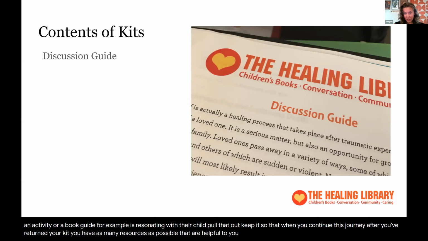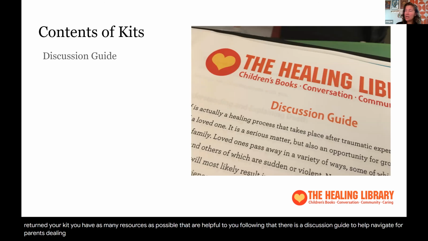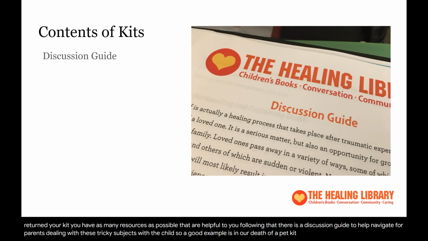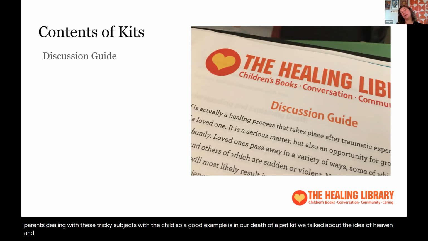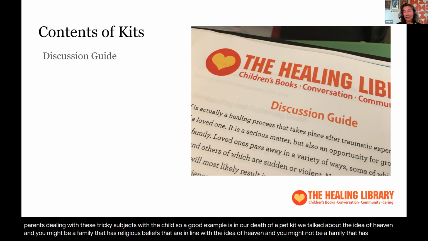Following that, there's a discussion guide to help parents navigate dealing with these tricky subjects with the child. So a good example is in our Death of a Pet kit, we talk about the idea of heaven. You might be a family that has religious beliefs that are in line with the idea of heaven, and you might not be a family that has a religious identity that aligns with the idea of heaven.